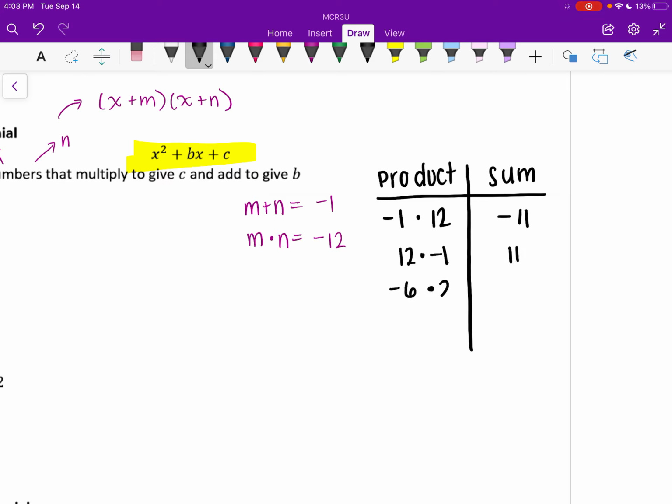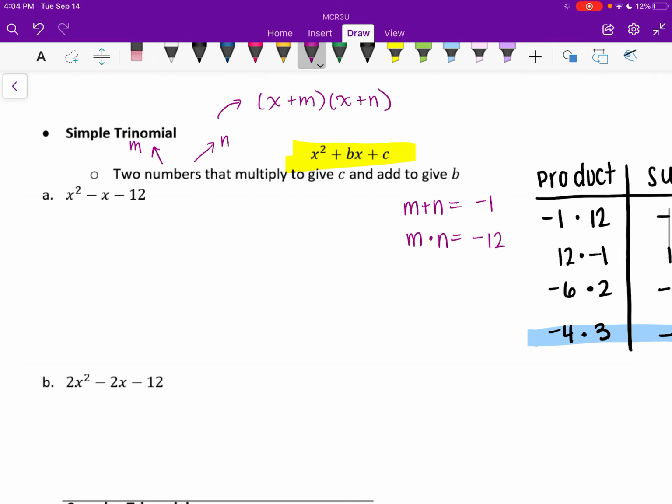-6 times 2 works. If I add those together, I get -4. And then I think the other one that I tried was -4 and 3. If I add those together, I get -1. This one is the one that fits the criteria. When I multiply these two numbers together, they give me -12. When I add them together, they give me -1. So my two numbers that I'm going to decompose into are -4 and +3.